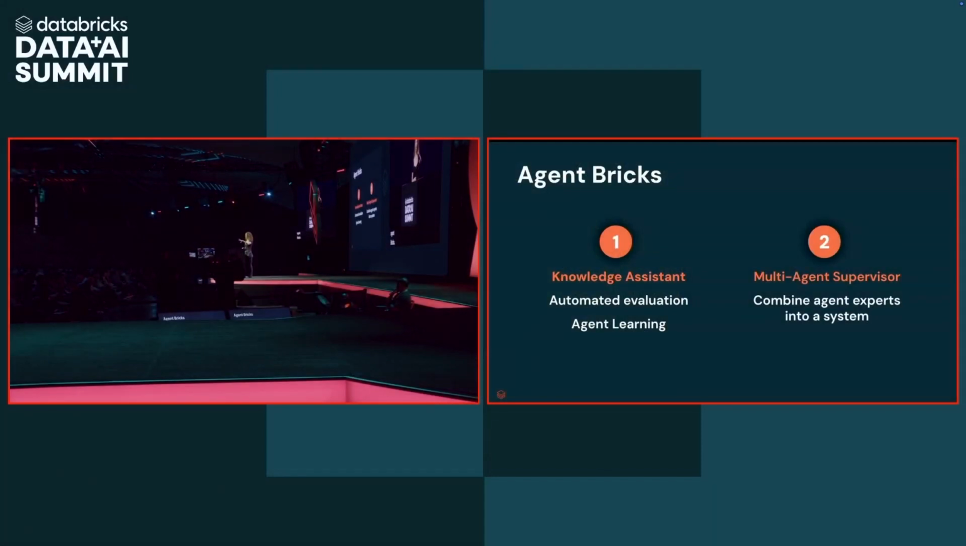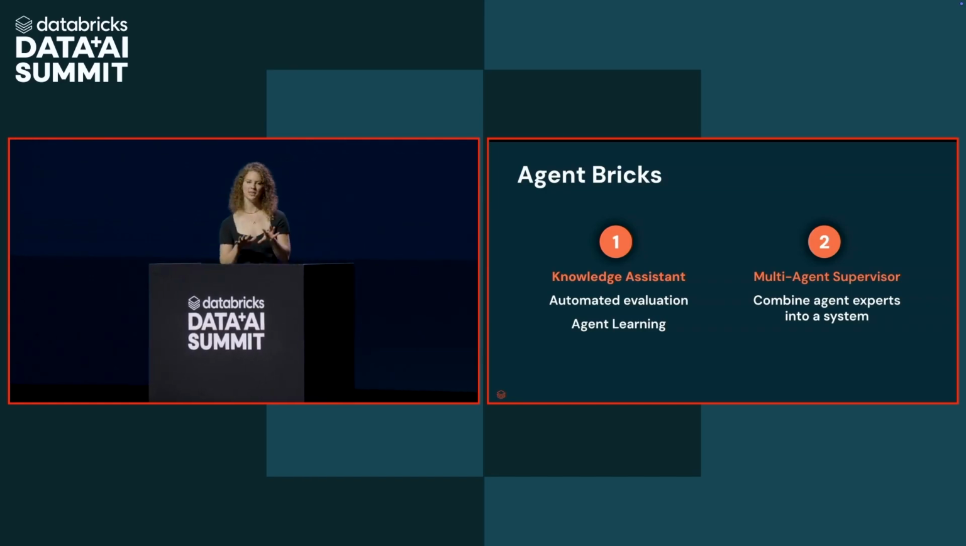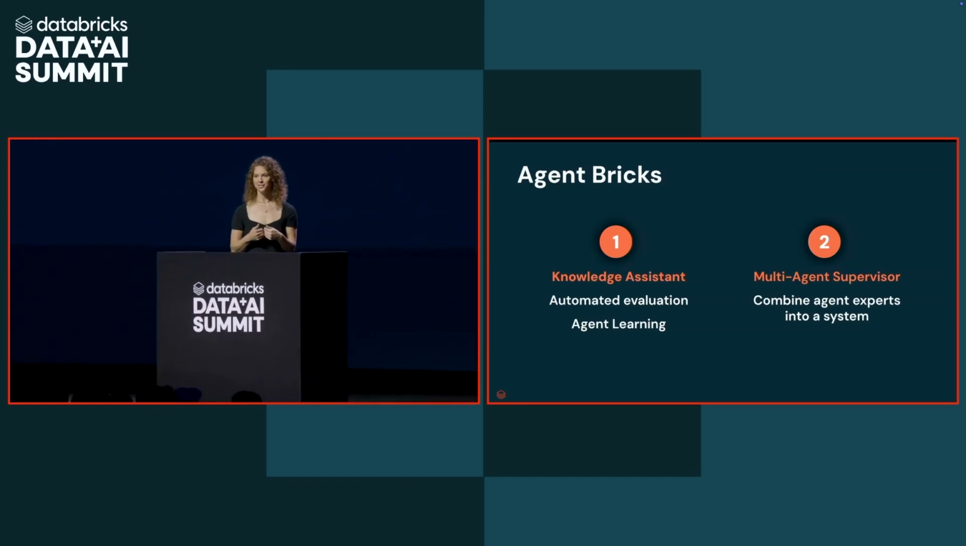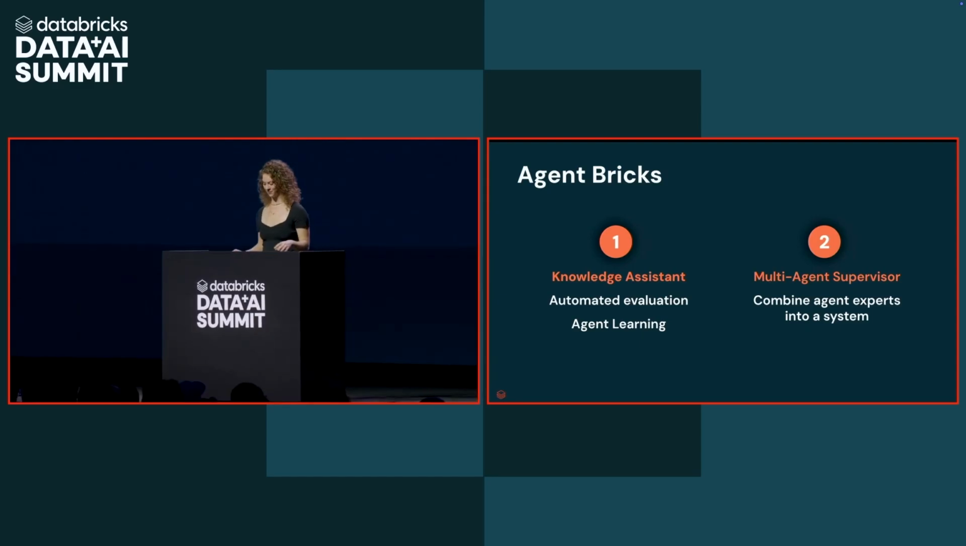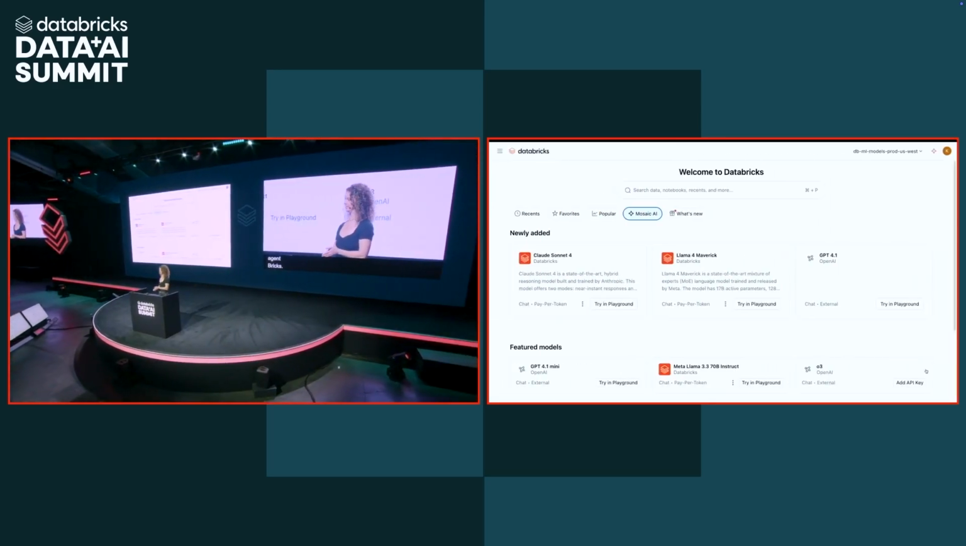Then we're gonna take that high quality R&D agent, combine it with some of our other departments' expert agents into a multi-agent supervisor system so we can answer our CEO's toughest questions. So with that, let's go ahead and dive in and build this knowledge assistant.